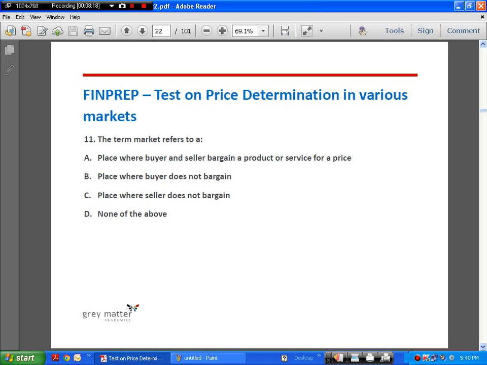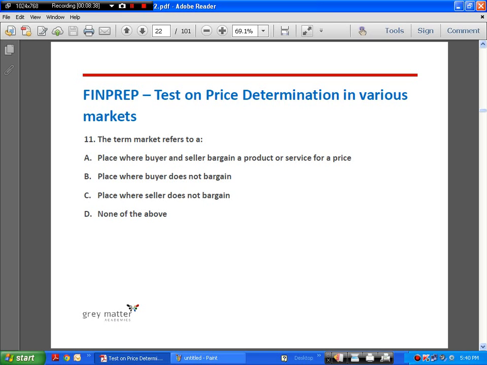The 11th question. The term market refers to place where buyer and seller bargain a product or service for a price, place where buyer does not bargain, place where seller does not bargain, none of the above.